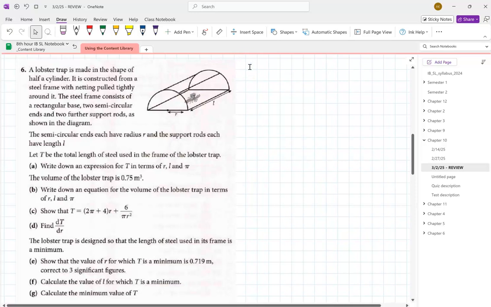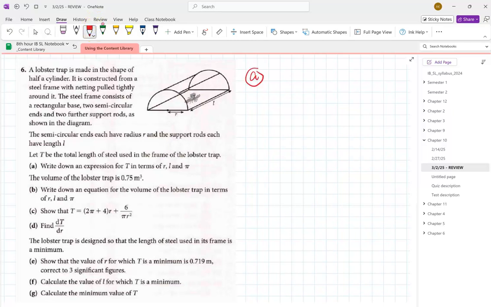Here's a fun optimization problem. A lobster trap is made in the shape of a half cylinder. It is constructed from a steel frame with netting pulled tightly around it. The steel frame consists of a rectangular base, 2 semicircular ends, and further support rods as shown in the diagram. The circular ends each have radius r and the support rods each have length L. Let T be the total length of steel used in the frame of the lobster trap. Part A says, write down an equation for T in terms of r, L, and pi.